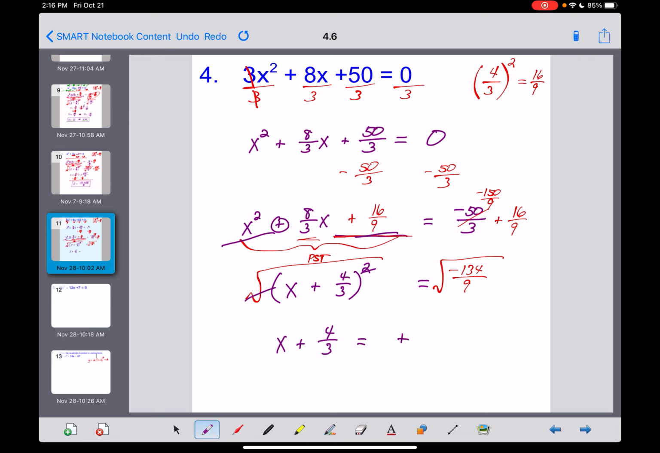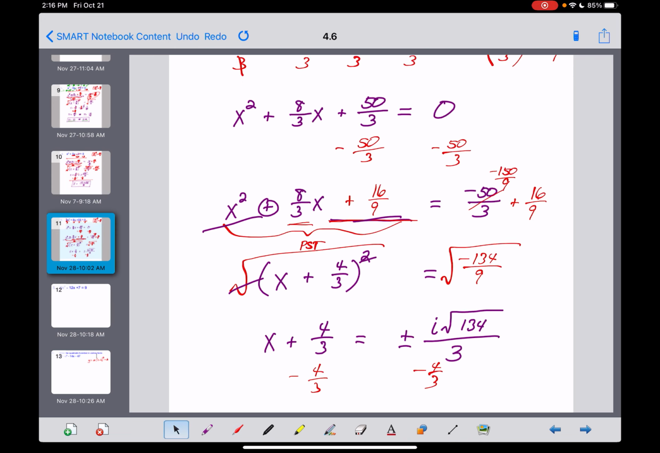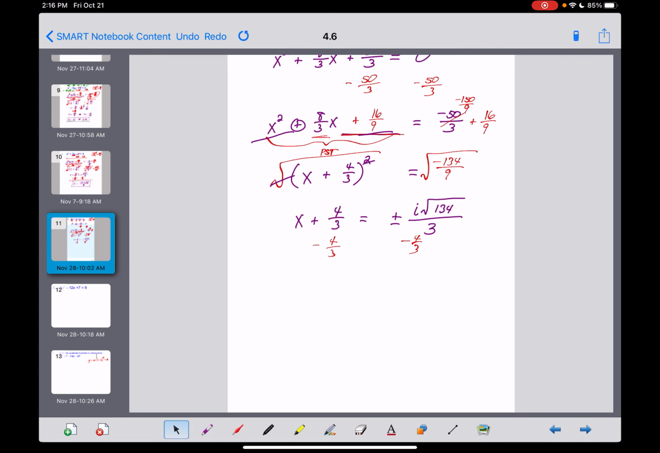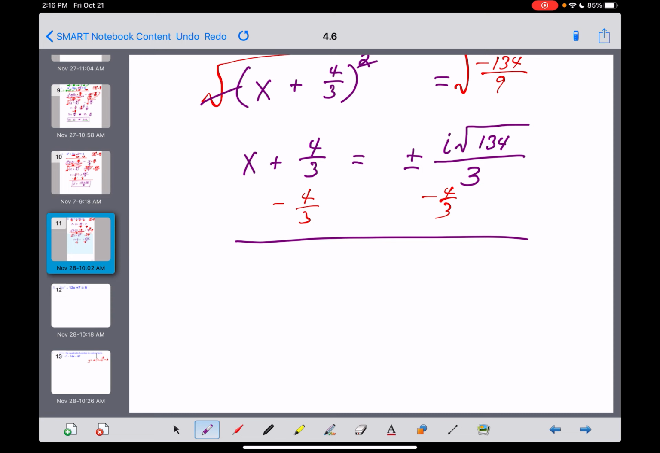But this right side now becomes plus or minus, and oh boy, we'll explain later, i times the square root of 134. The i stands for the imaginary number that you get when you try to take the square root of a negative 134. And on the bottom, the square root of 9 is just 3. Okay, don't panic about that i for now, guys. And then we'll subtract 4/3 from both sides. So the final thing I would do here, everybody, to try to get that x by itself would be to write this as x is equal to, those terms cancel out.